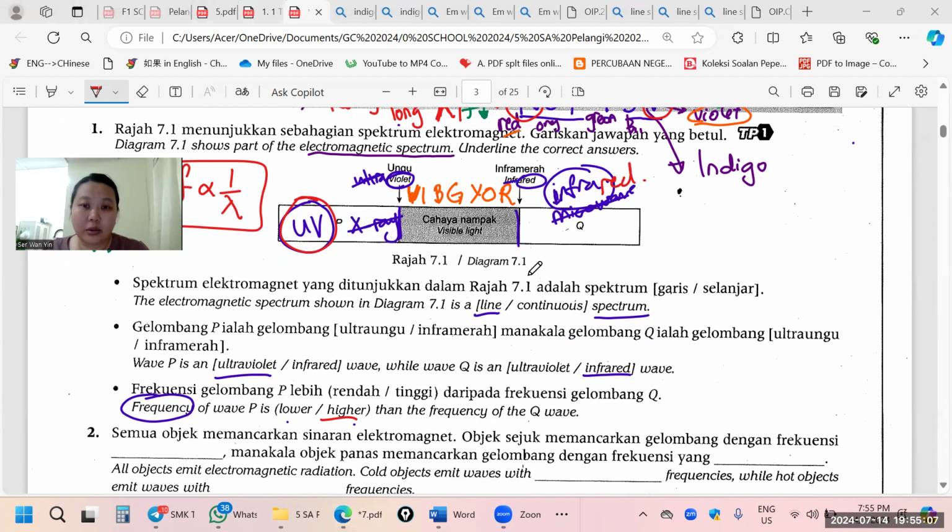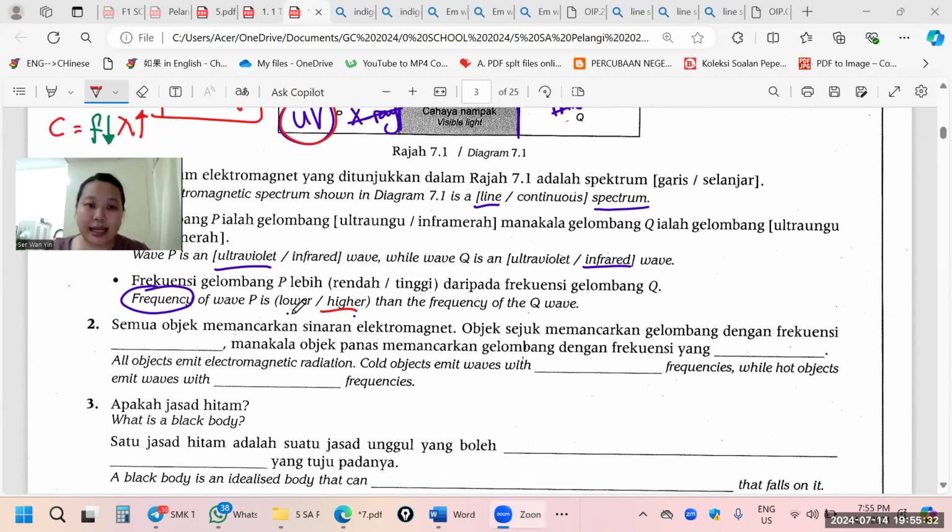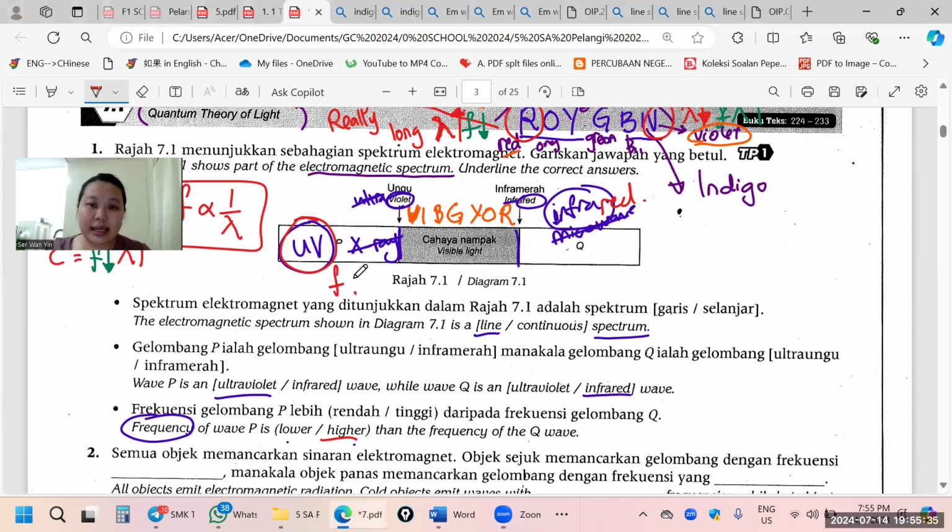But it's okay, we check now. That's why I always like to ask questions to check your understanding. Then from there, I get your feedback. Then you also can check your understanding now, rather than finding out when you are in the exam. Okay, so UV has higher frequency than infrared.